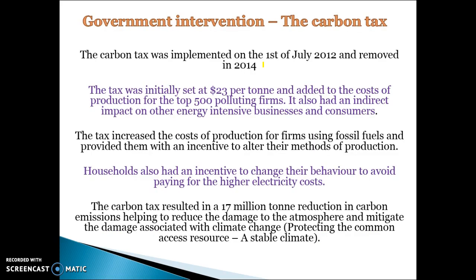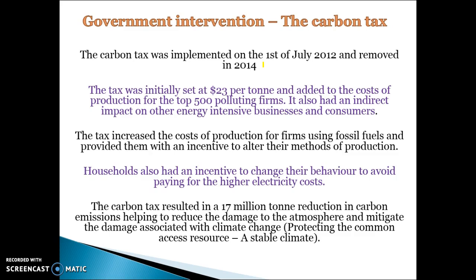So one key form of government intervention was the carbon tax. The carbon tax was implemented in 2012 and unfortunately was removed in 2014. And the tax was initially set at $23 per tonne. And the idea is that it added to the costs of production for the top polluters in the world. So it had an indirect impact on other energy efficient businesses, but the main impact was on the top 500 polluters.